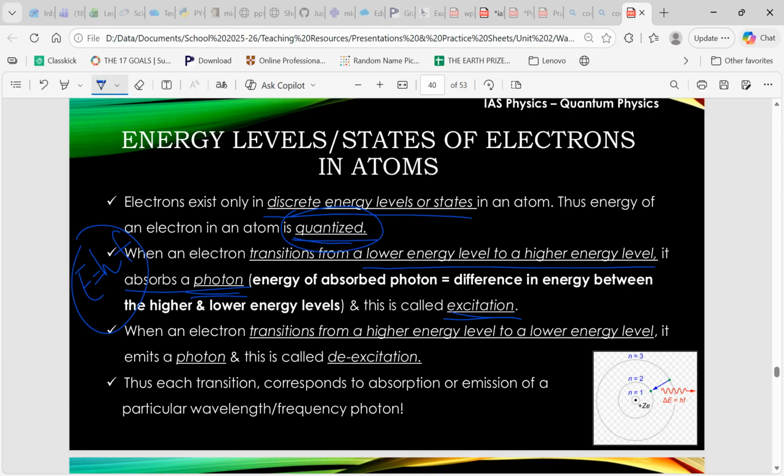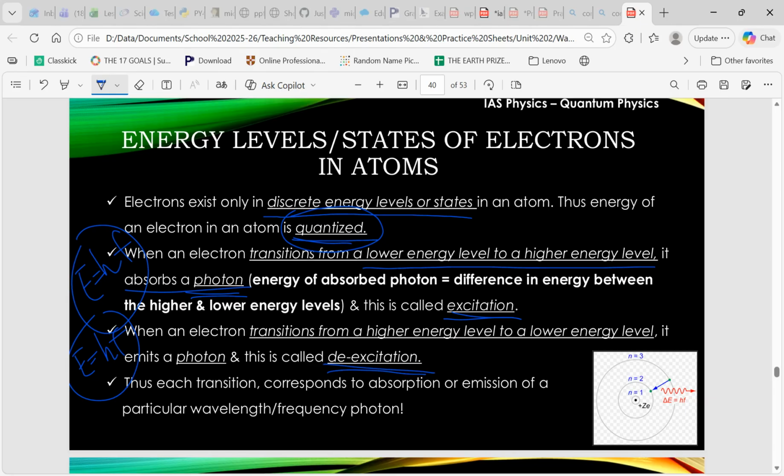But when an electron is in a higher energy level and it wants to move to a lower energy level, what will it do? It will release or emit a photon. Again, what is a photon? It's a packet of energy. So how much will be the energy carried by this emitted or radiated photon? It will be equal to E equals hf, again f being the frequency of the radiation. And this energy of the photon will be equal to the difference in the energy between the two energy levels. And this process of an electron jumping from a higher to a lower energy level is known as de-excitation.